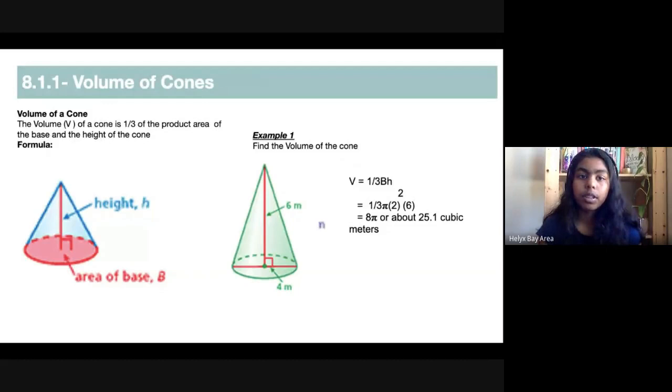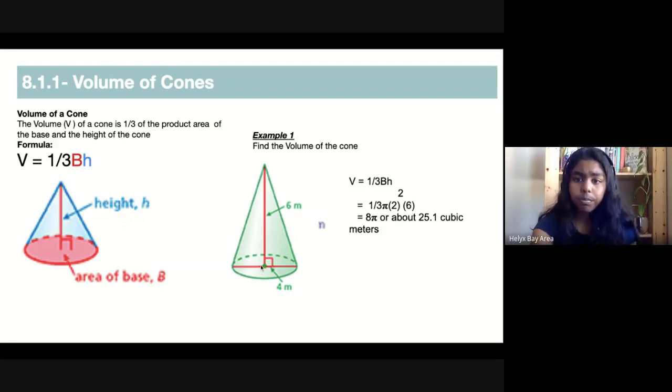Okay. So to find the volume of a cone, you have to take 1/3 of the product of the area and the base and the height of the cone. So if we look at the formula, that would be volume equals 1/3 times base times height. This is similar to a cylinder, except a cone is only 1/3 of a cylinder. So we're going to have to multiply in 1/3 to our volume formula.